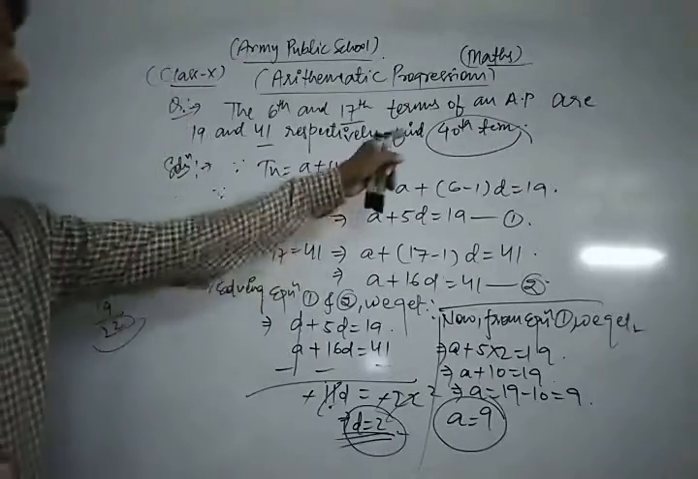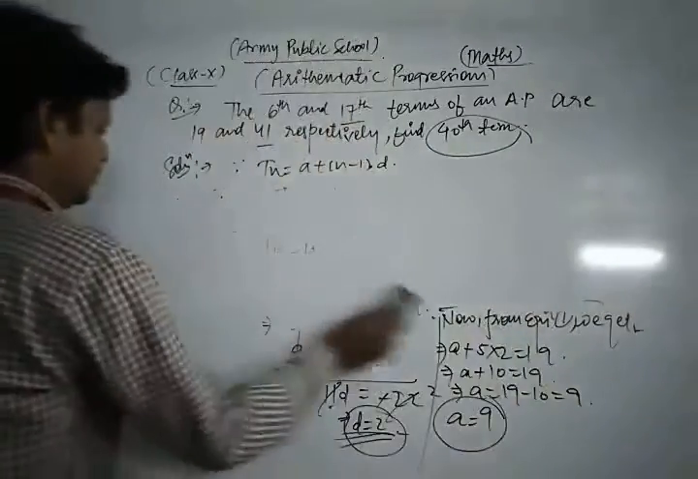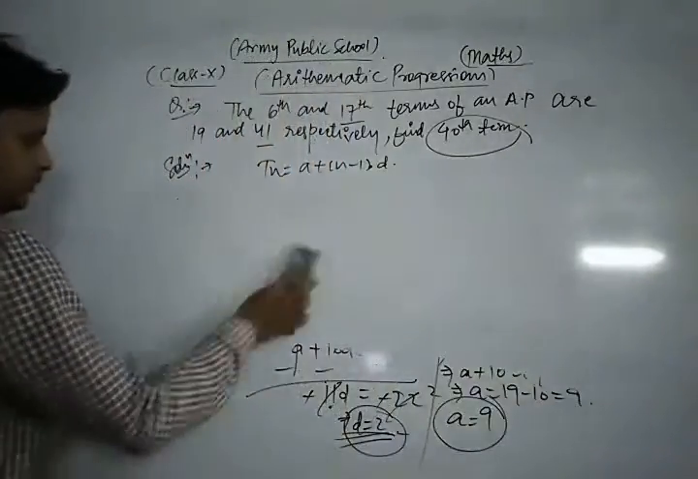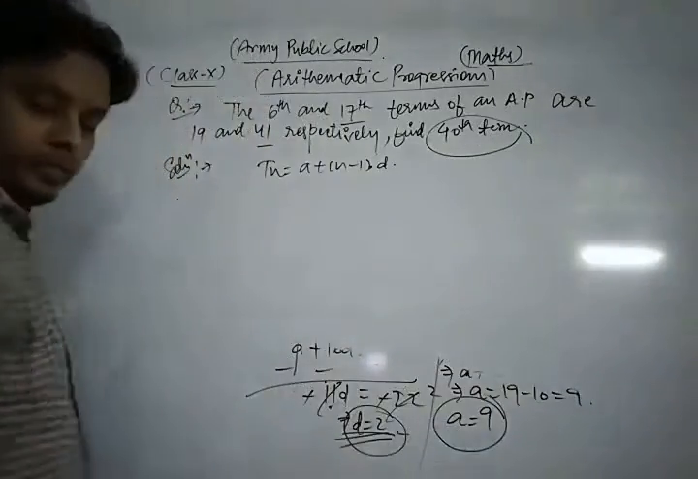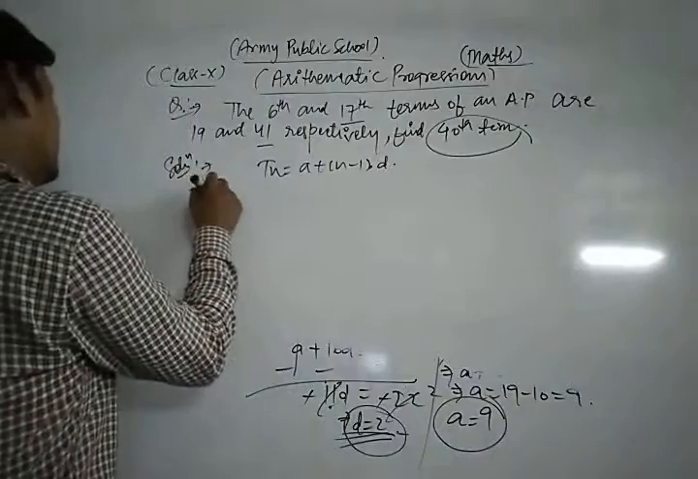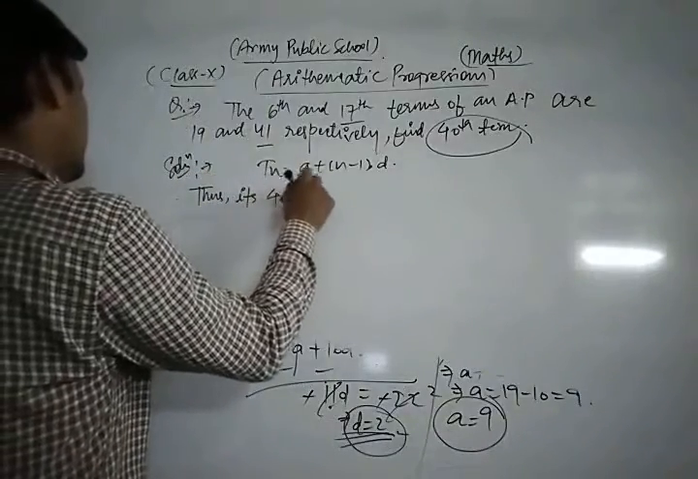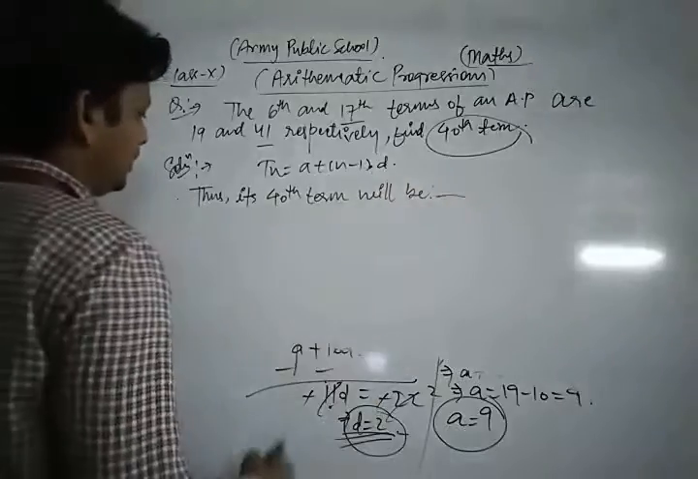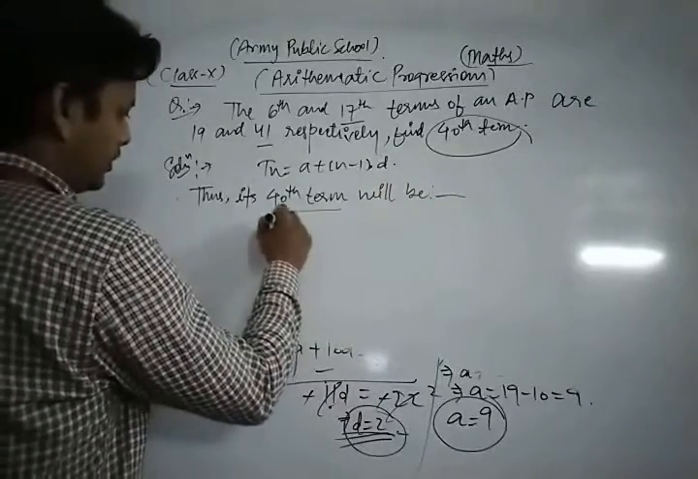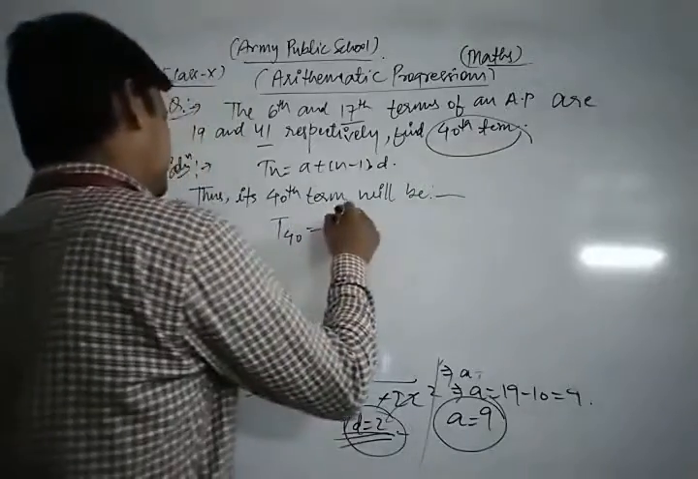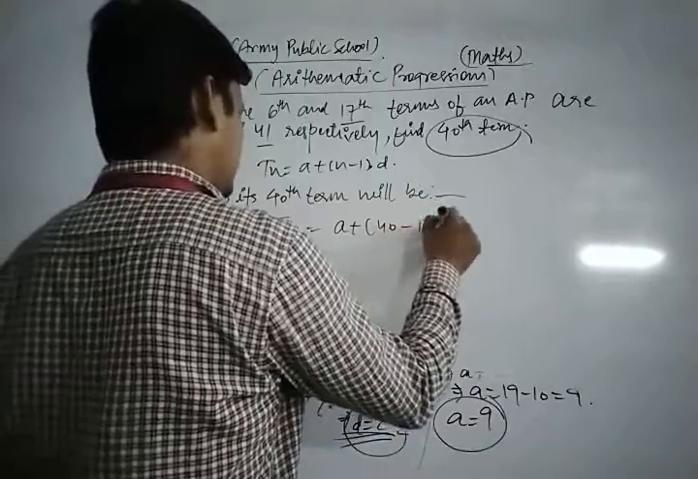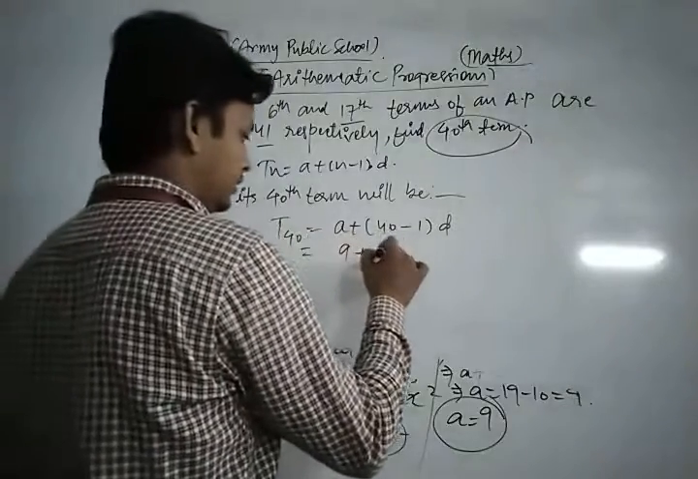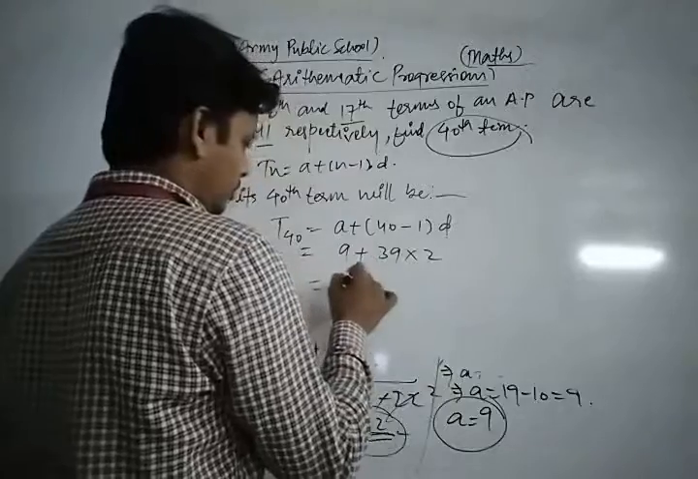Now look, we find its 40th term. Thus its 40th term will be T40 is equal to A plus 40 minus 1 into D. Now we put the values of A and D. The value of A is 9 plus this is 39, and the value of D is 2.